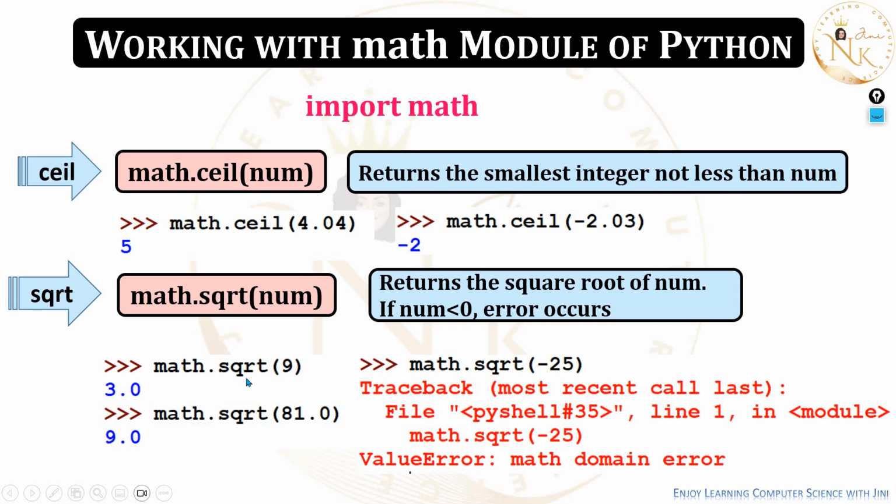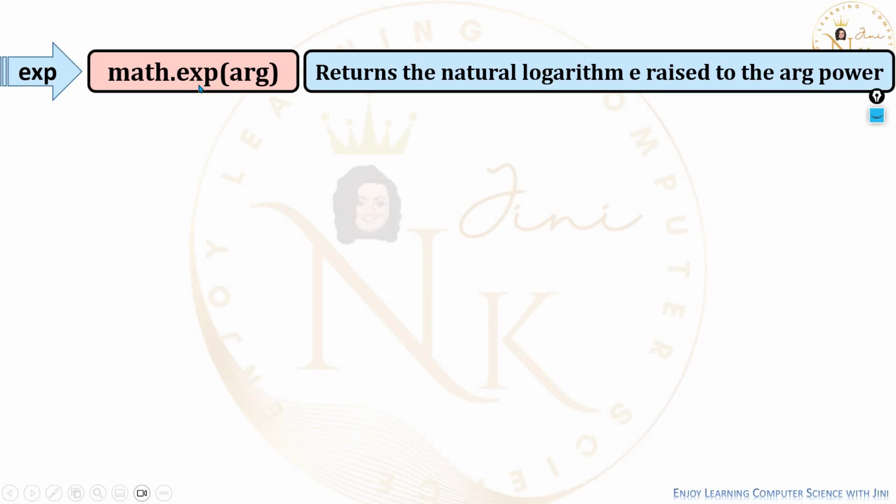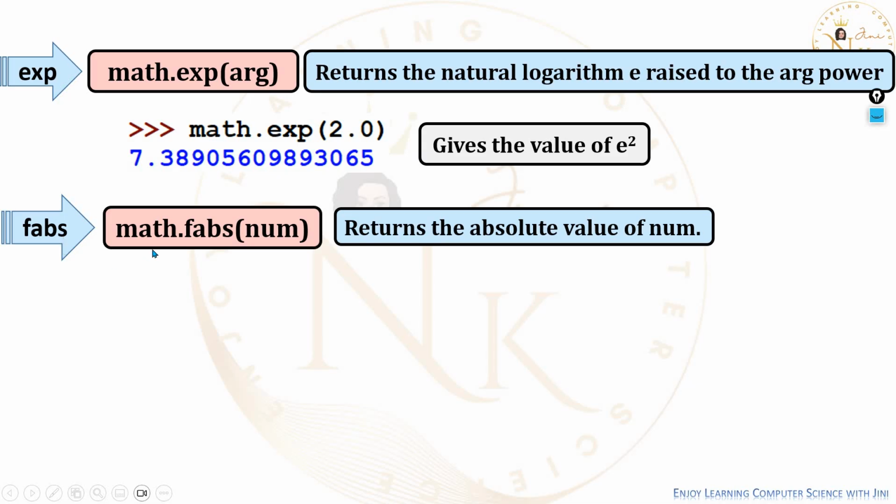So square root SQRT function returns the output in float. Now math dot SQRT of 81.0, 9.0. If we give a negative number, you will end up with an error which is value error. So math.sqrt returns the square root of a number. Now exp, that is exponent. It returns the natural logarithm e raised to the power 2. So math.exp of 2 means it gives the value of e to the power 2. If I am giving math.exp of 5, it gives e to the power 5. This is exponent.